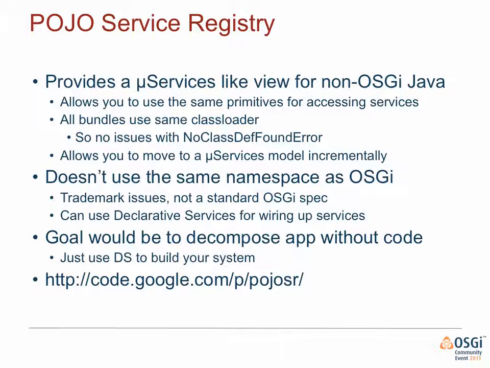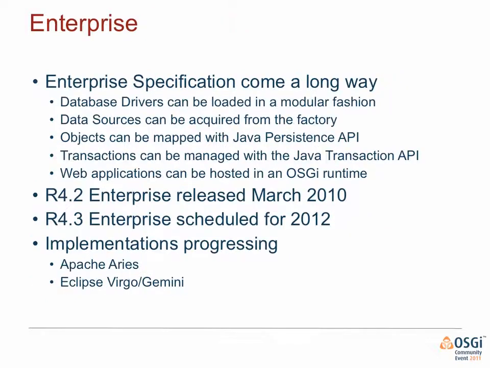The POJO service registry doesn't use the same namespace as OSGi because OSGi is trademarked, and it's not a standard OSGi spec. But you can still use declarative services for being able to wire up services. So if you built a system and you've expressed its constraints in terms of declarative services, then you can hook those together and make those available as well. And the goal would be able to decompose your app without needing to use any OSGi specific code, and you can just hook your system together using declarative services. There's more information at the project page listed below, and also in the OSGi wiki itself.